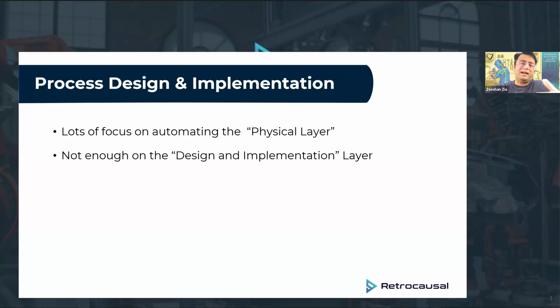The point that I made at my talk there was that at this conference, there's a lot of focus on automating the physical layers of manufacturing. There are tons of robots over here. There are tons of tools to sense things, to do automatic actuation. But there's not enough focus, not enough thinking going on, in the design and implementation layer. How do you design the processes that take place on the factory floor?